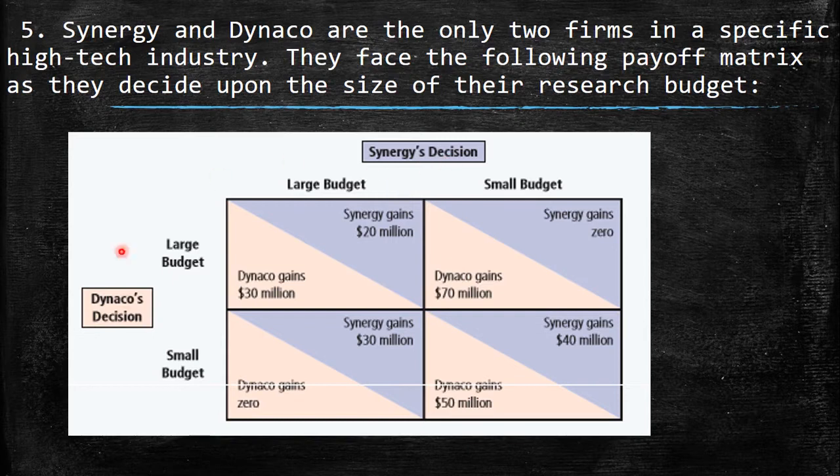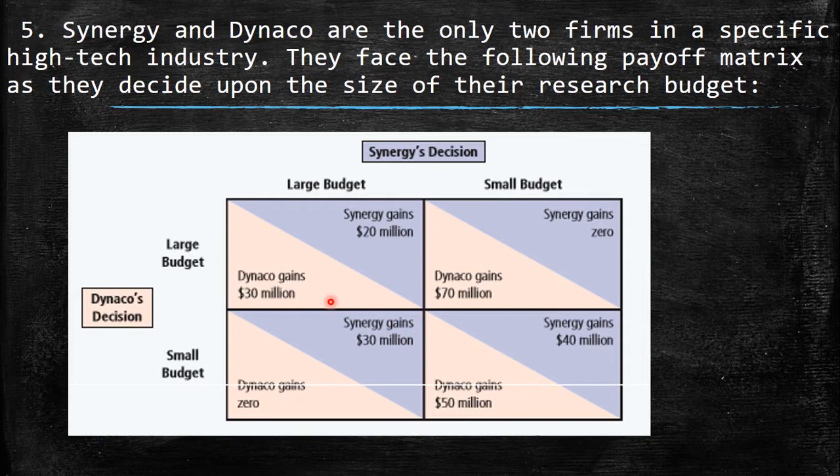So we have two players, I will call Synergy and Dynaco. And then they have the strategies. Both have the same: the possibility of using a large budget or a small one. Automatically, you verify here that as a total, they have a higher benefit here, and here we have a lower benefit, as a whole.